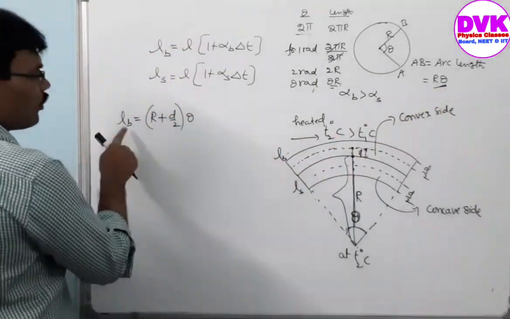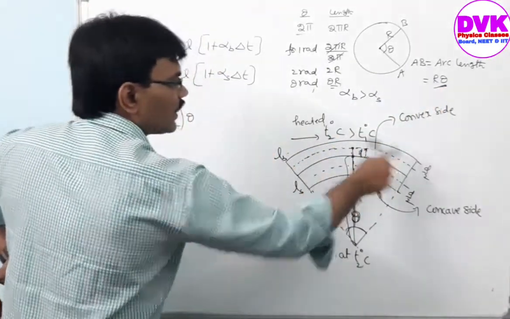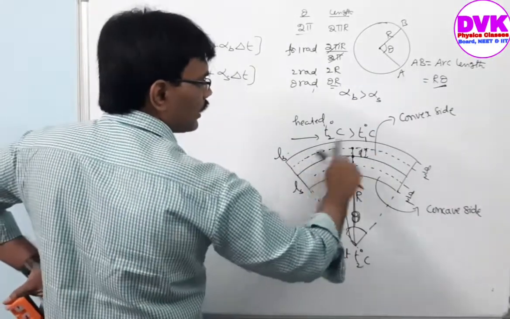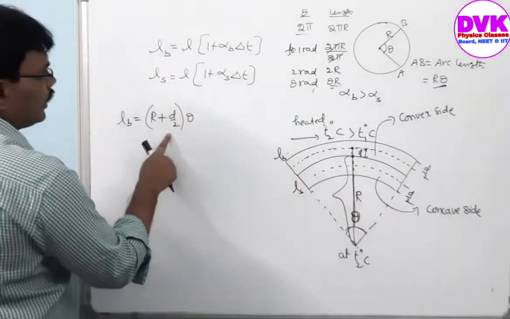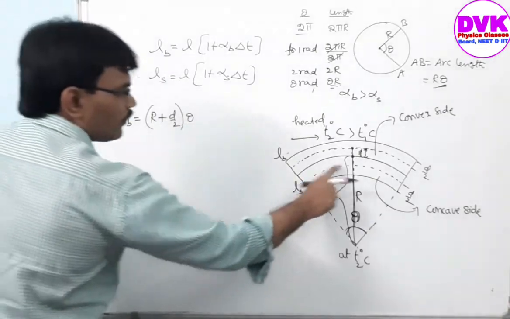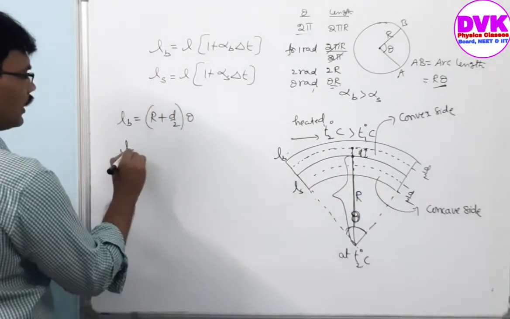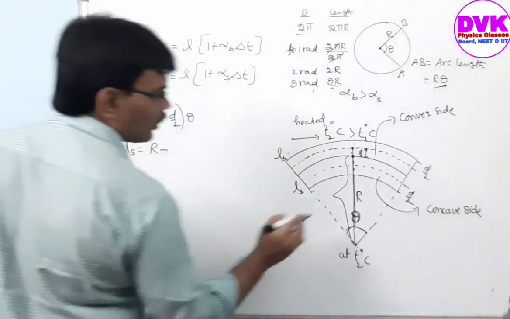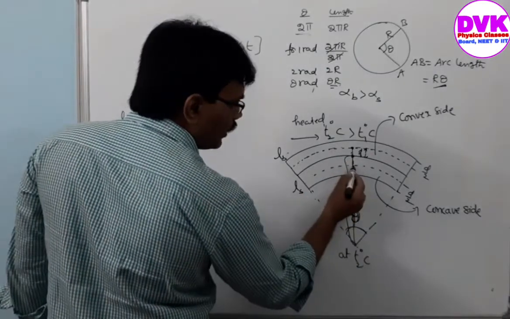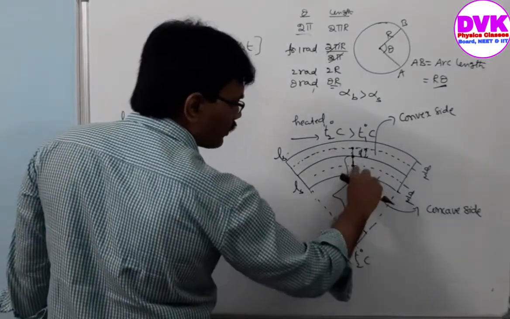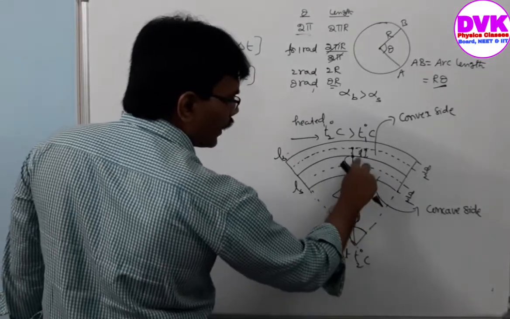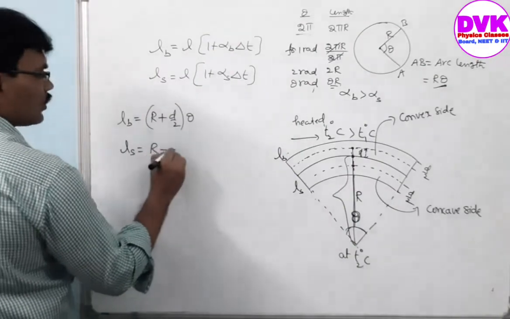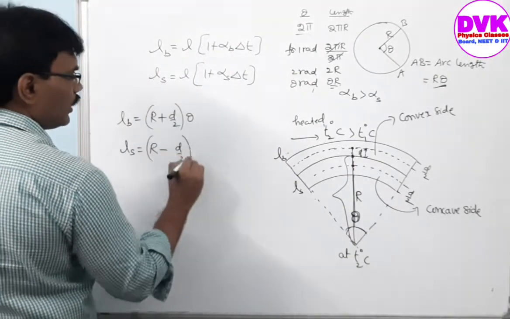So the final length at the final temperature is equal to the arc length. Therefore LB equals r plus d by 2 into theta. Similarly, the final length of steel, LS, equals r minus d by 2 into theta, because up to this it is r, but we need only up to the center of the steel, so r minus d by 2 will be there. Therefore it is r minus d by 2 into theta.